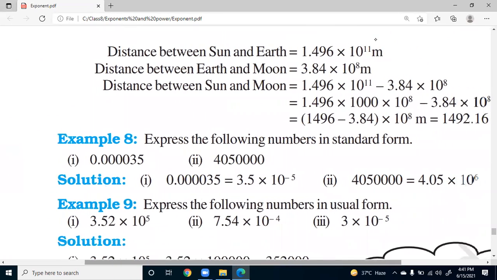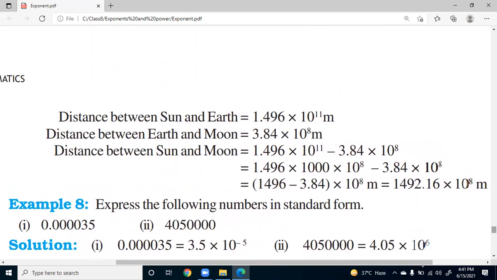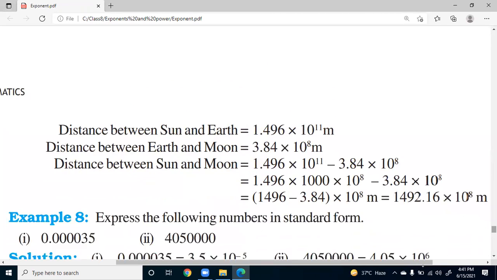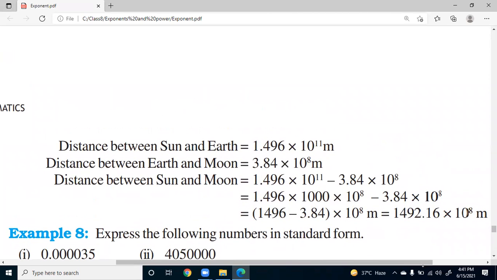Okay, so this is example number 8. You need to express them in the standard form. So I'm just giving this question to solve by yourself. Both of you try. Example number 8. You have to express them in standard form that we have done right now. The same thing you have to do again.